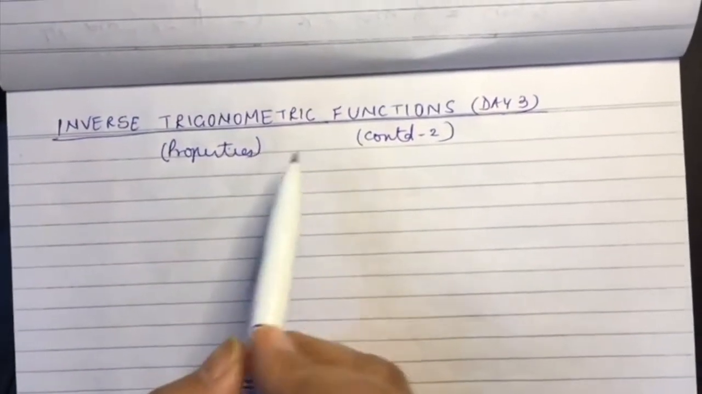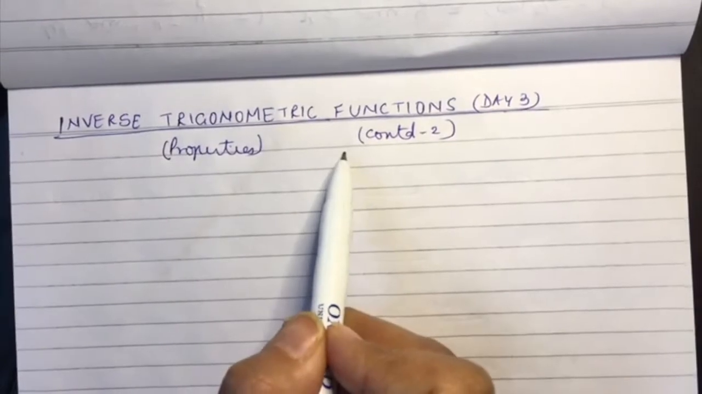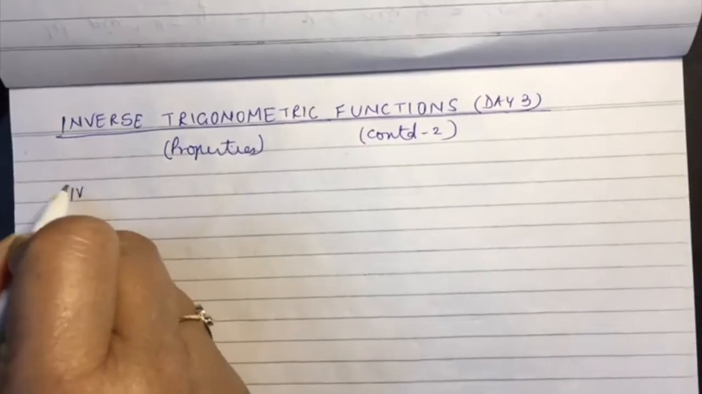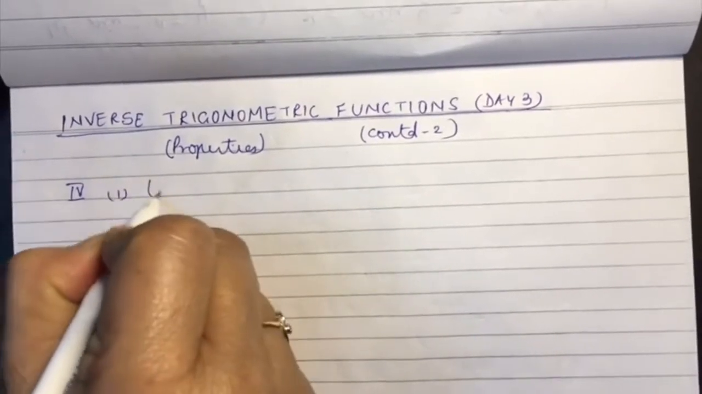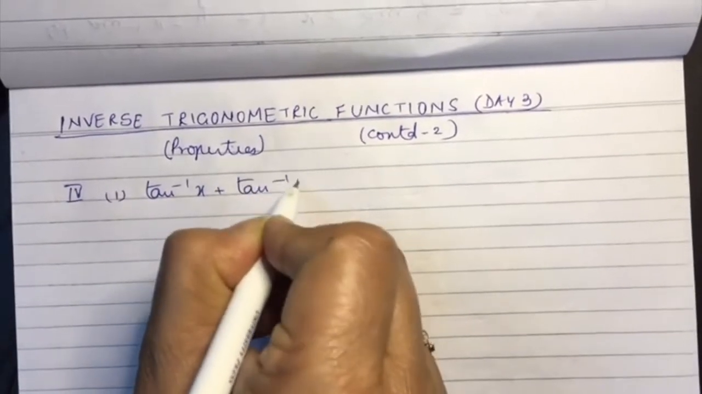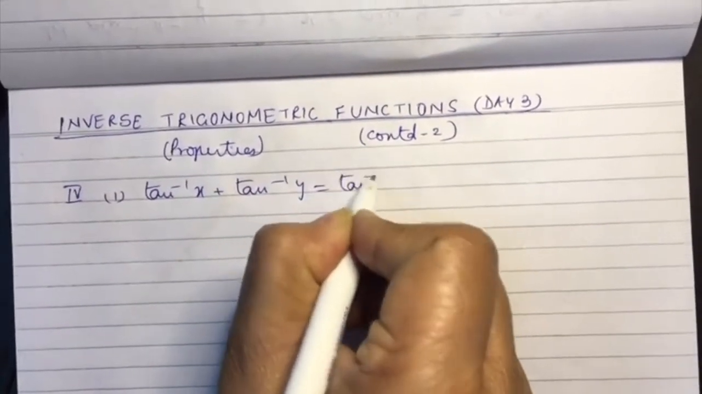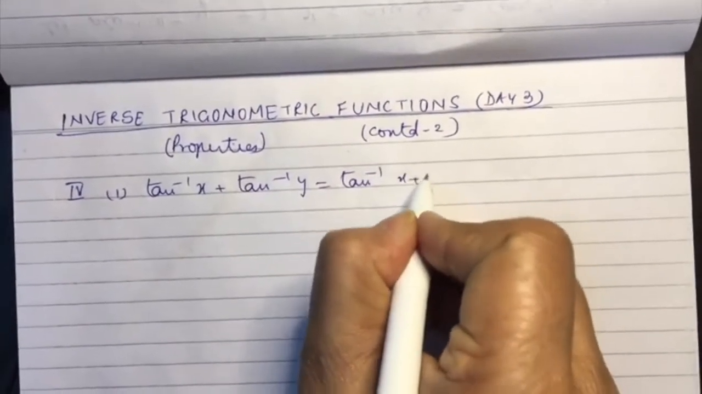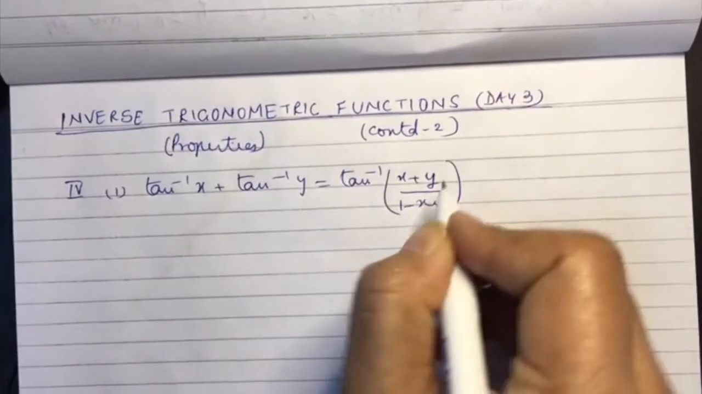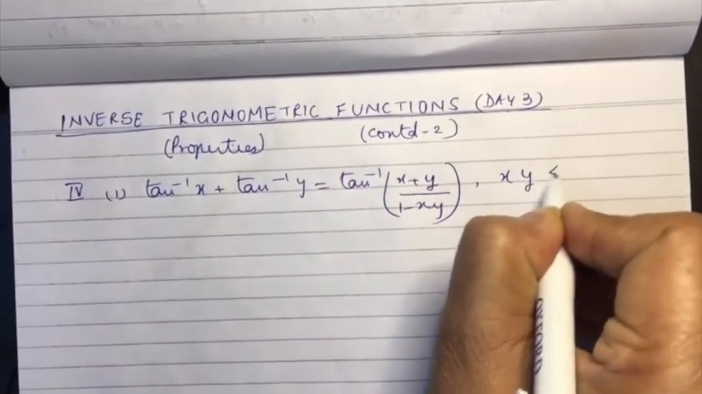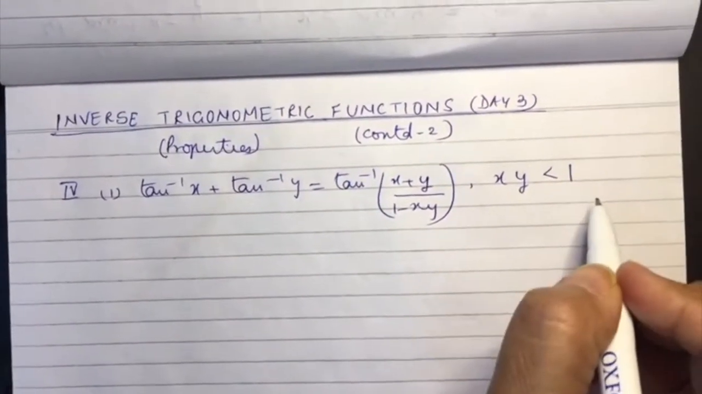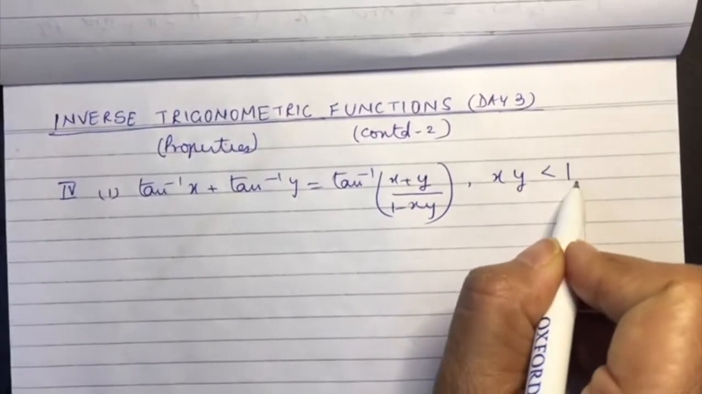Now, after doing the first 3 sets of properties, let's continue with the next set of properties, which says that tan inverse x plus tan inverse y is equal to tan inverse of (x plus y) upon (1 minus xy). Note that there is a very important constraint associated with it, that is xy is less than 1.